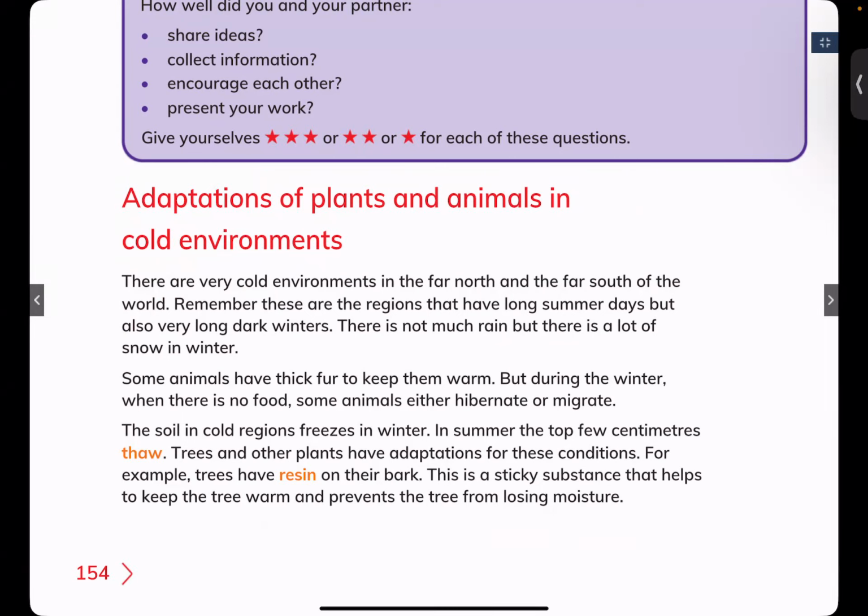So how have the trees adapted? They have a chemical that is known as resin on their bark, and it's a sticky substance which keeps the tree warm and also prevents them from losing their moisture. And resin is one of the adaptations that they have. And secondly, the animals who stay in colder environment have thick fur, which is going to keep them warm. And the other adaptation that we've learned is they migrate or they hibernate.